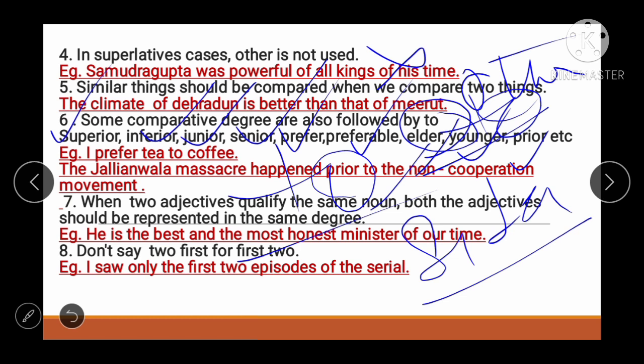See the example. He is the best and the most honest minister of our time, right? He is the best, superlative, and the most honest, superlative. I hope it's clear. Now see the next rule.